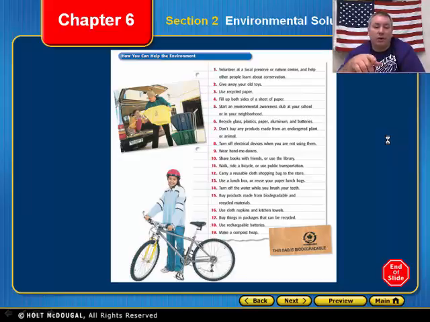So there's other things. Walk, ride a bicycle, or use public transportation. Now, we don't have public transportation, but you can walk or ride a bicycle to get places instead of riding in cars all the time. So all these different things are things that you can do to help with the environmental problems that we have, and that would make you an environmental solution instead of an environmental problem, and me as well.